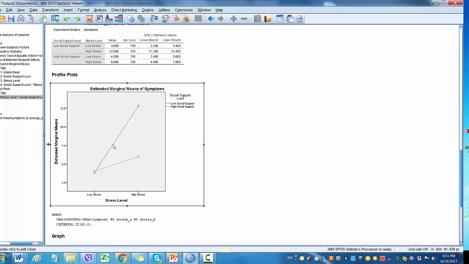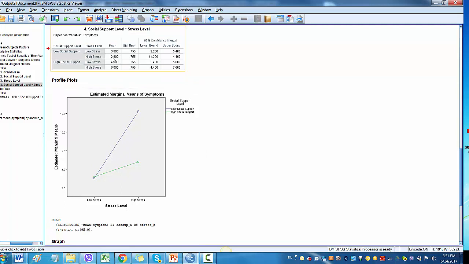Second, in this plot, for the low social support group, the mean number of symptoms was greater in the high stress condition. If you look here, the mean value for this table is 12. Then the low stress condition, mean value 3.8. On the other hand, for the person high in social support, the symptoms were not much greater in the high stress condition. If you look at the mean level 6, then the low stress condition mean score 4.